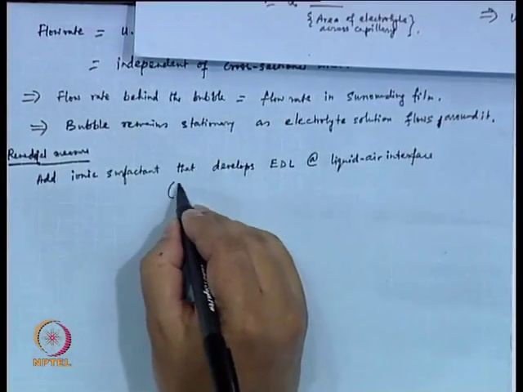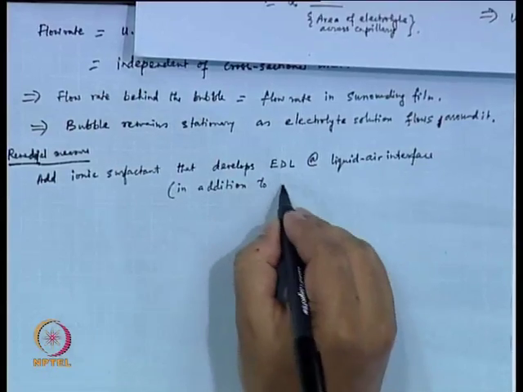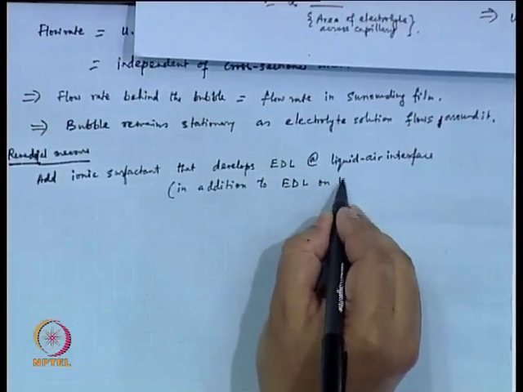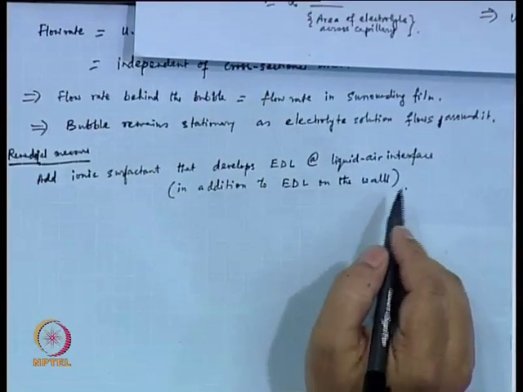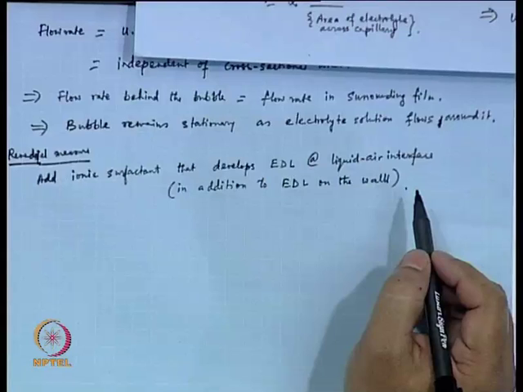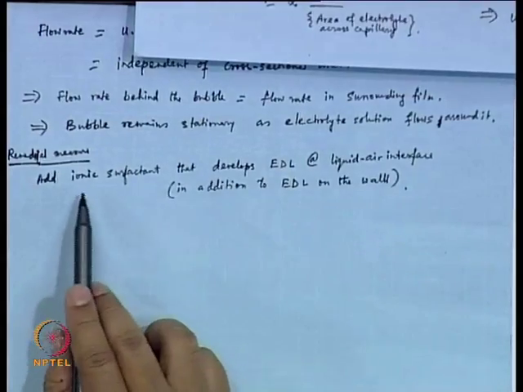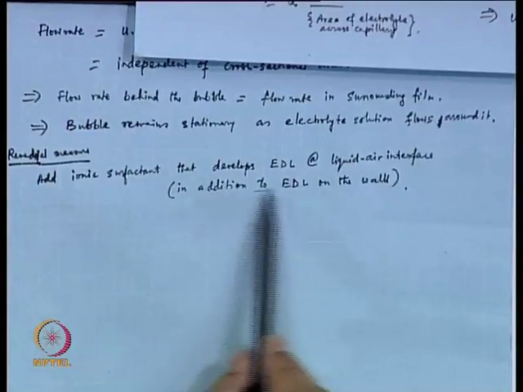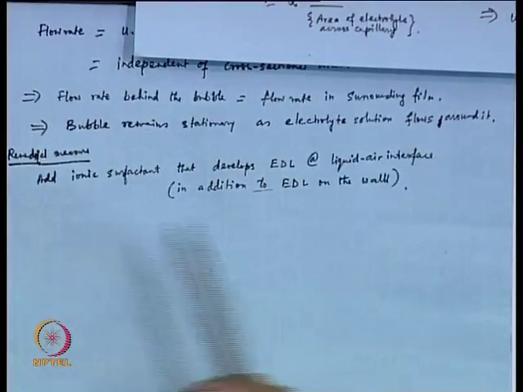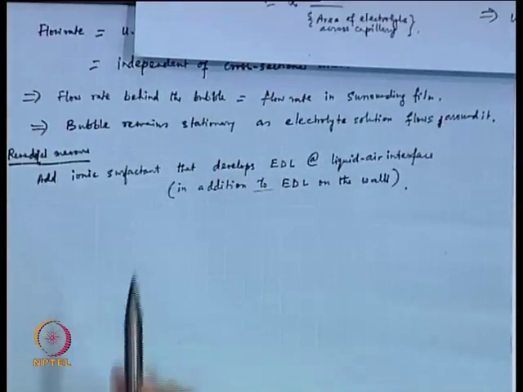in addition to the electric double layer on the wall, mind it, because already you have some electric double layer on the wall. To implement electroosmotic flow, you have to have an electric double layer at the wall, and that is how you are dragging the fluid. So, here you have ionic surfactant that is added to develop over and above this electric double layer on the wall, which is responsible for the flow. You have an additional electric double layer at the liquid air interface.